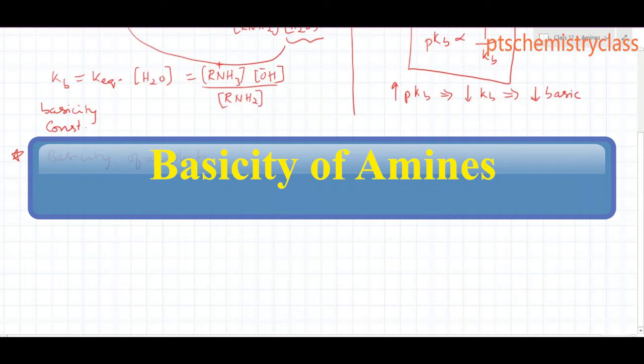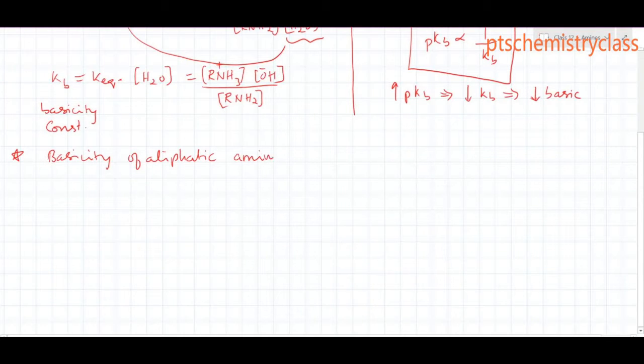And then we'll go to aromatic amines. Remember, as I told you before, whenever we discuss the basicity of the aliphatic amines, we are discussing it in the aqueous phase. It will be different from the vapor phase. Okay, now if I draw the structure, you will get an idea.